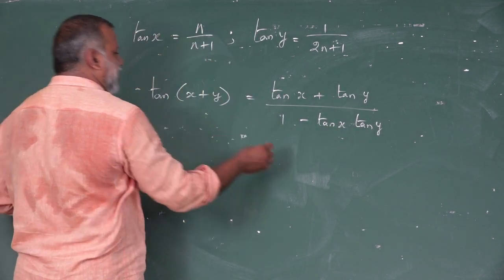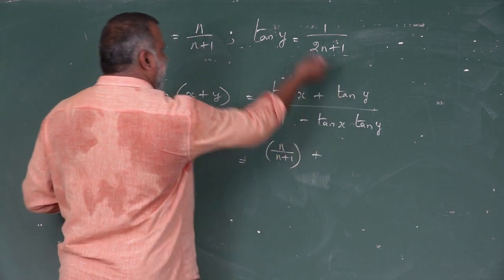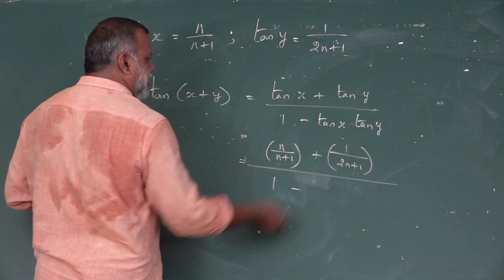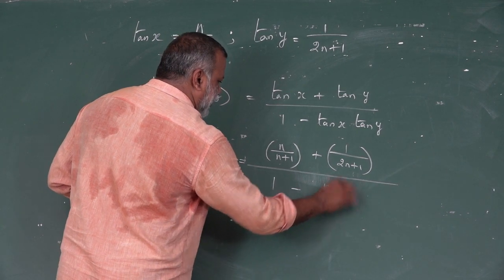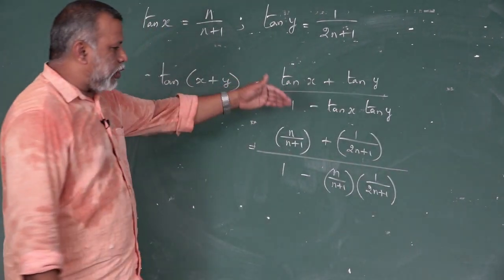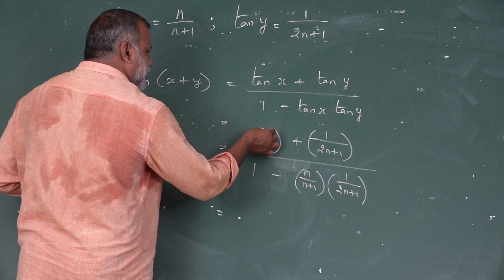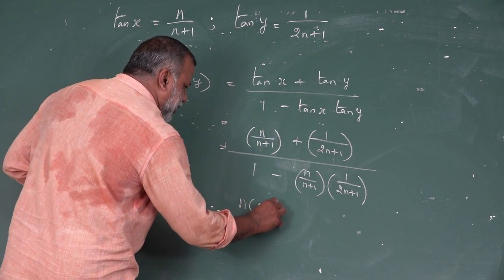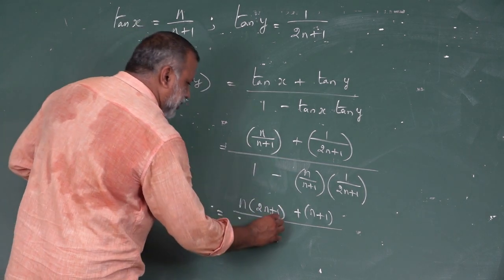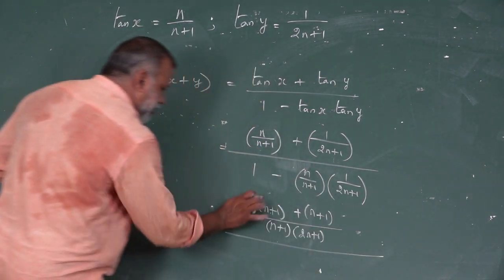Now substitute the data already given. Instead of tan x, substitute n divided by n plus 1, plus tan y, 1 divided by 2n plus 1, divided by 1 minus tan x, n divided by n plus 1, then tan y, 1 divided by 2n plus 1. Then in your numerator take the LCM, and in the denominator take the LCM. In the numerator, n into 2n plus 1, again plus 1 multiplied with n plus 1, divided by n plus 1 into 2n plus 1. This is your numerator.